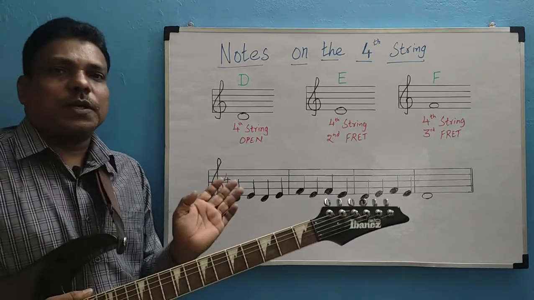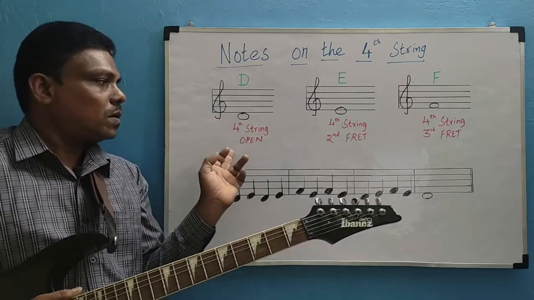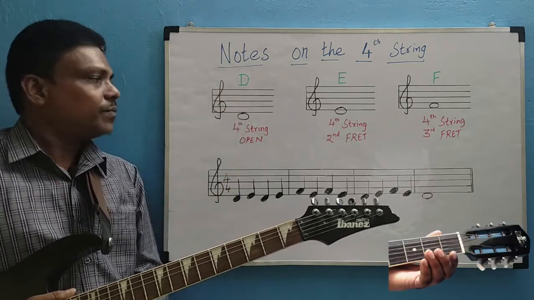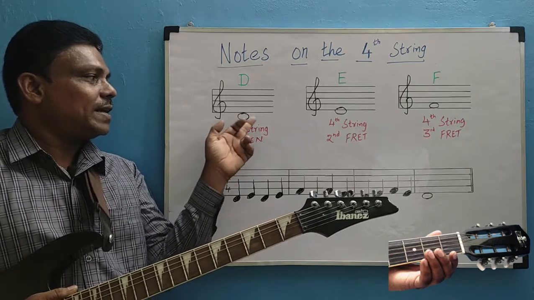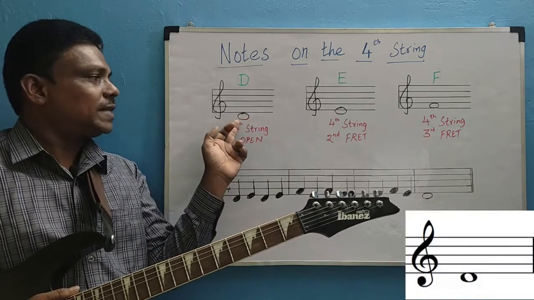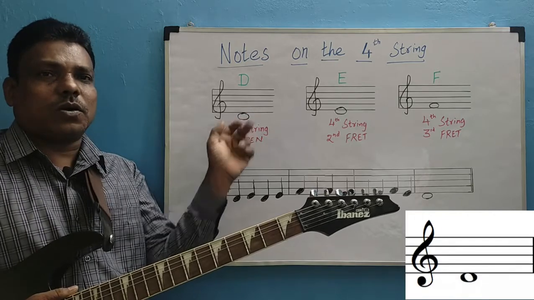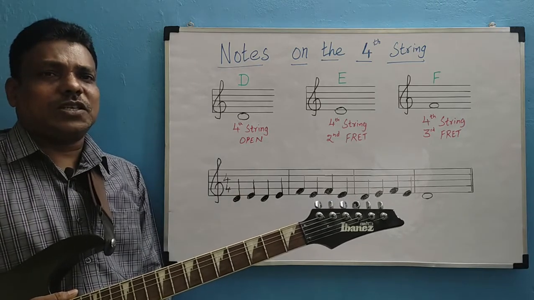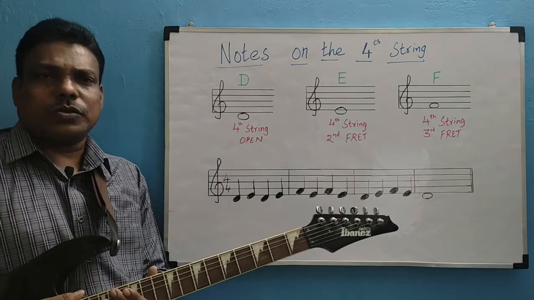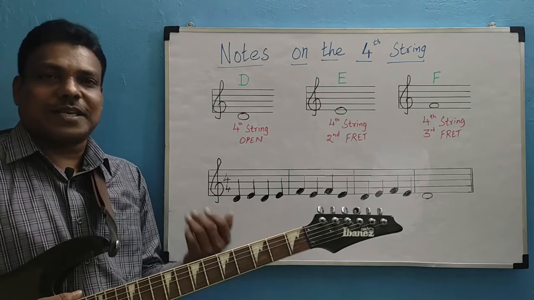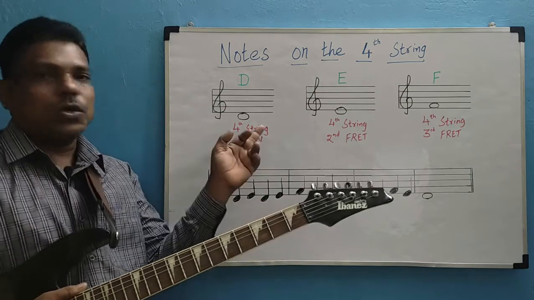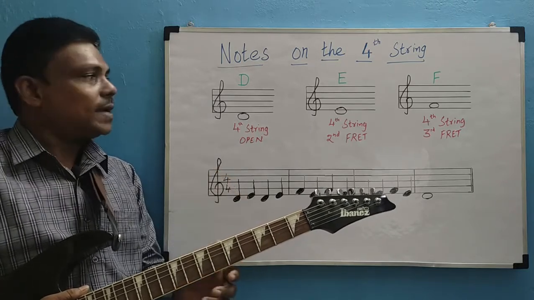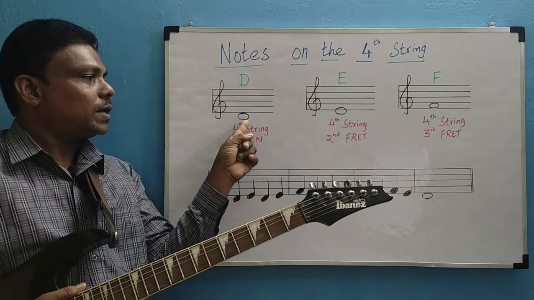The first note which comes on the fourth string on open string is D. Name of the note is D, and how it is written on the stave line. It is written just below the stave line. It is not on any of the line or on the space. Already we had lessons on how to read the notes on the stave lines. Those who have not yet done those lessons, please go back and visit those lessons and come back. It will be easy for you. So this note, open fourth string D, is written just below the stave line.